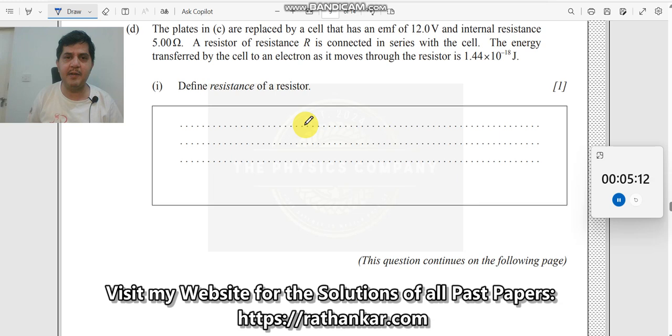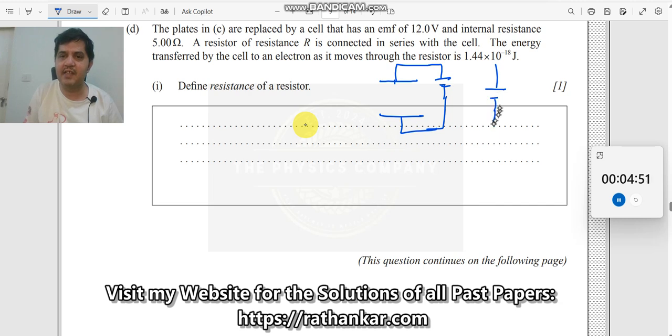The plates in part C are replaced by a cell. We had two plates like this, replaced by a cell which has an EMF of 12 volt. First let me draw the diagram. Earlier it looked like this. Now I am replacing this with a cell that has the same EMF, 12 volt, and an internal resistance of 5 ohms, which I write like this, 5 ohms here.